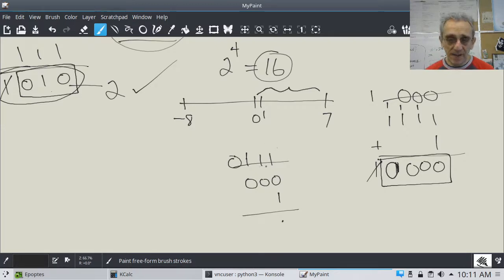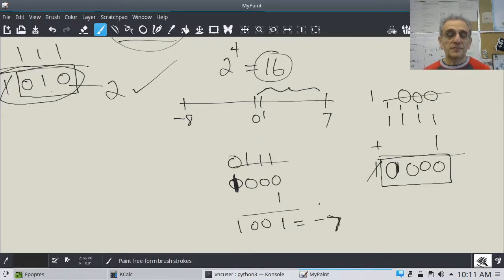You flip the bits, okay? But this one now becomes a 1, sorry. So you flip the bits and add 1. So the answer is there. That is equal to negative 7.